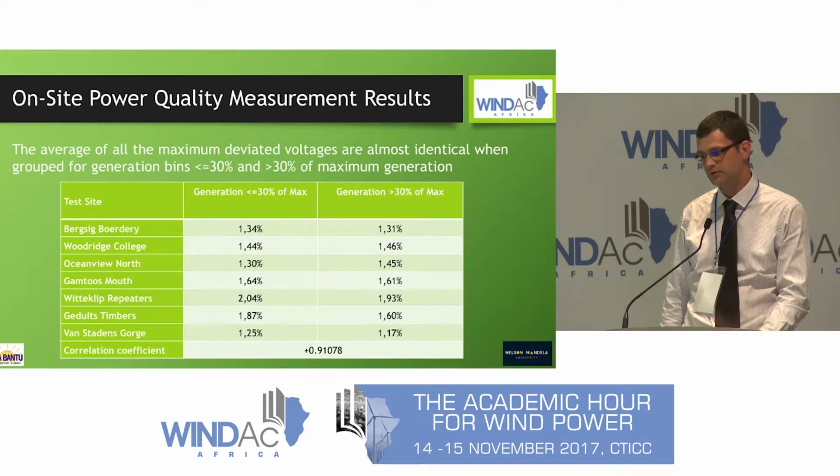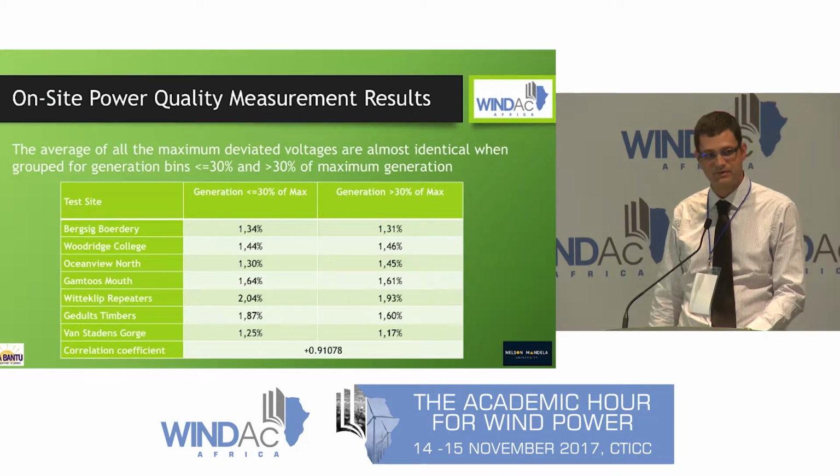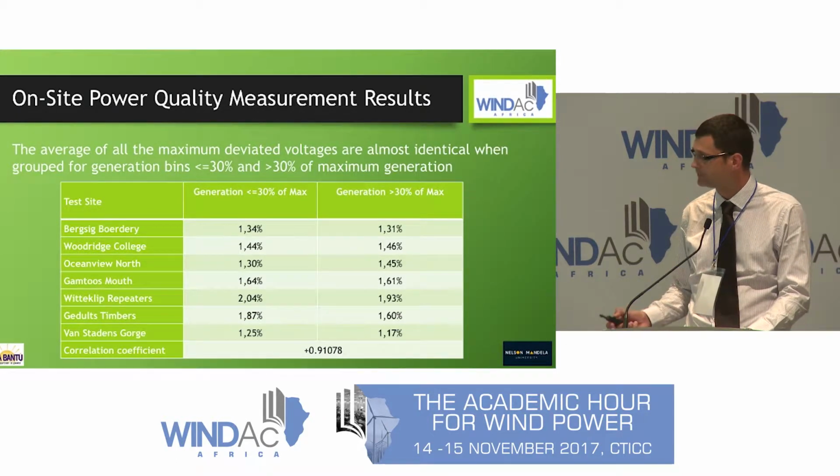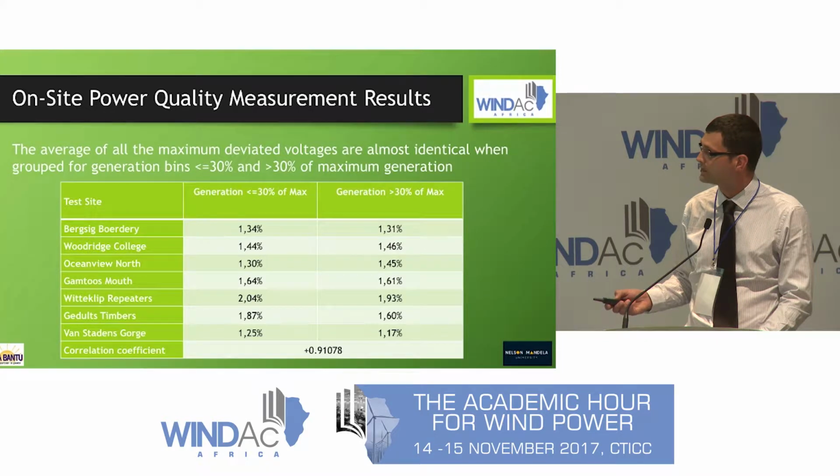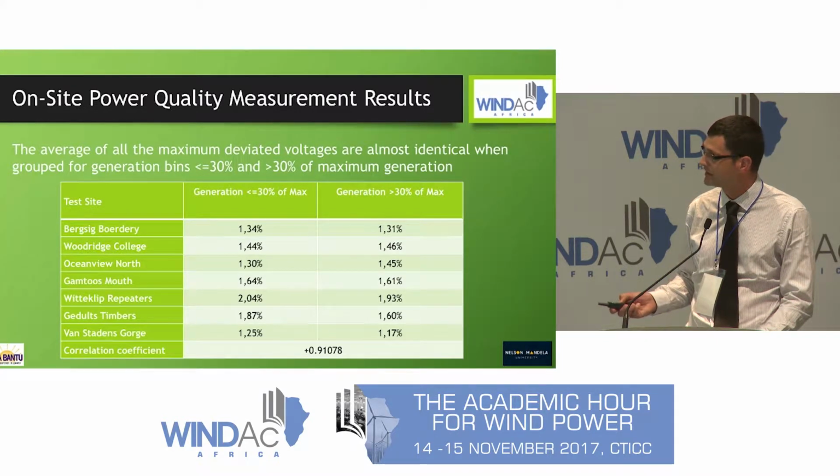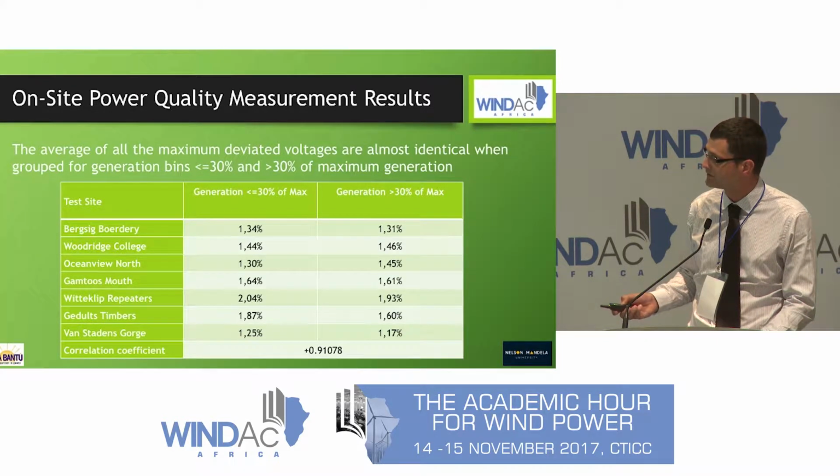So what I noticed is that when the generation was below 30% of maximum and when the generation was above 30% of maximum, the averages of these maximum deviated voltages were very similar. So you'll see the average of the maximum deviated voltage, for instance, at this specific site, Bergsig Boerdery, was 1.34%.